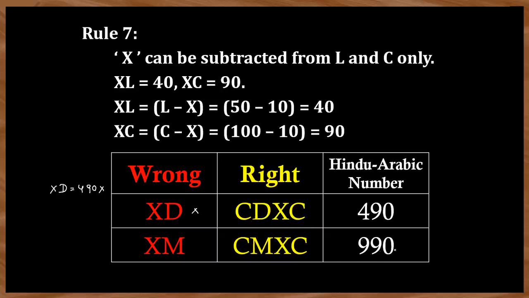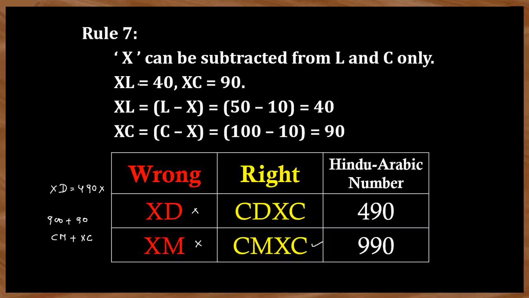If you want to write 990, you should not write XM by subtracting 10 from the 1000. This is the wrong method. So to write this, first you have to split 990 as 900 plus 90. 900 means what? CM, nothing but 1000 minus 100, plus 90, XC, nothing but 100 minus 10. So CM XC is the right method to write the 990. This is the rule to subtract 10 from other numbers.